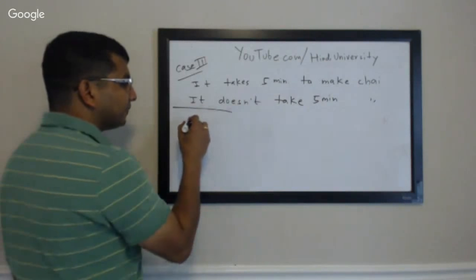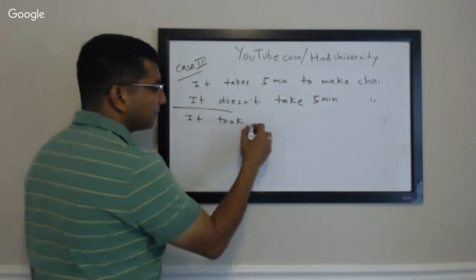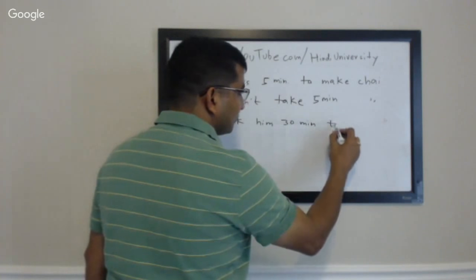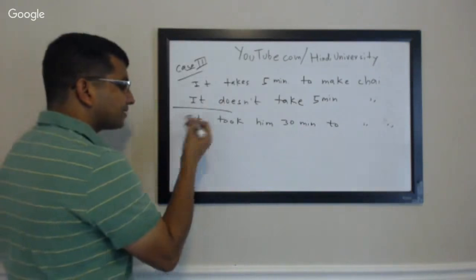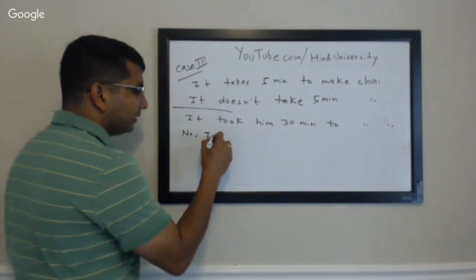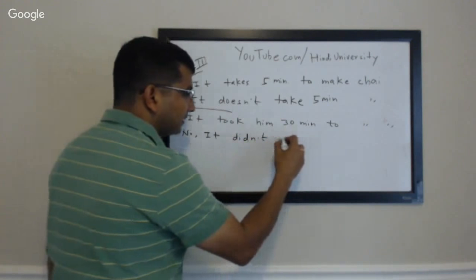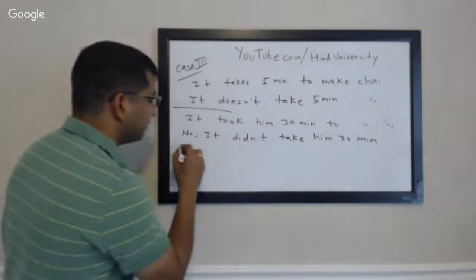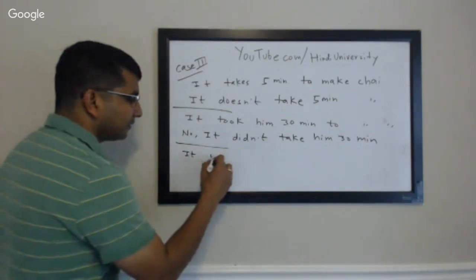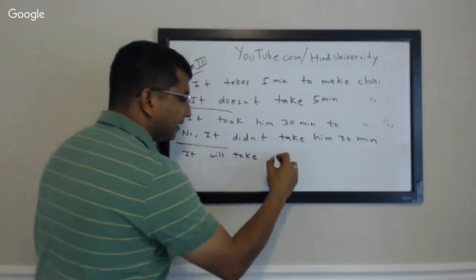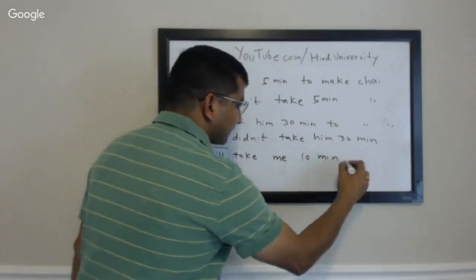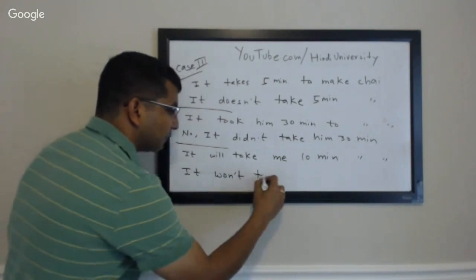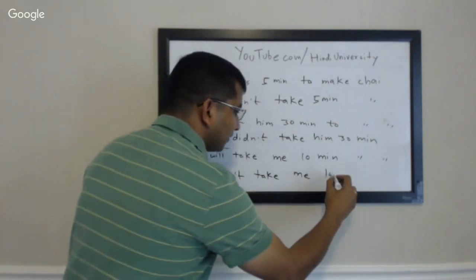The second scenario is basically past tense. It took him, let's say, 30 minutes to make a chai. And now somebody is refuting it. No, it didn't take him 30 minutes. Now the future one is like, it will take me 10 minutes. It won't take me long.